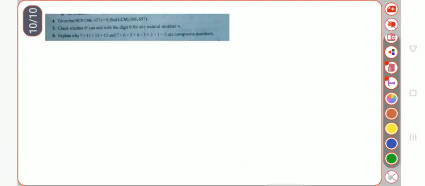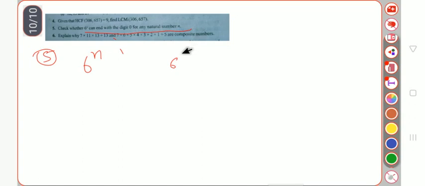Yes, question number 5 is saying: check whether 6 to the power n can end with the digit 0 for any natural number n. So we have to check whether 6 to the power n ends with 0, where n is any natural number.